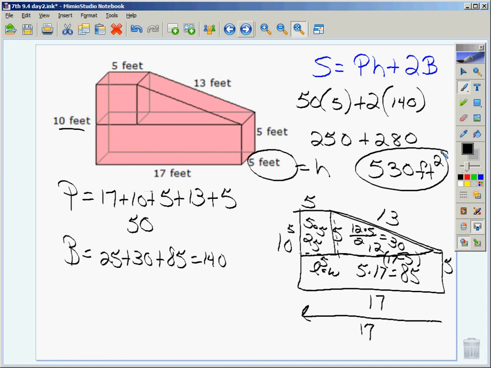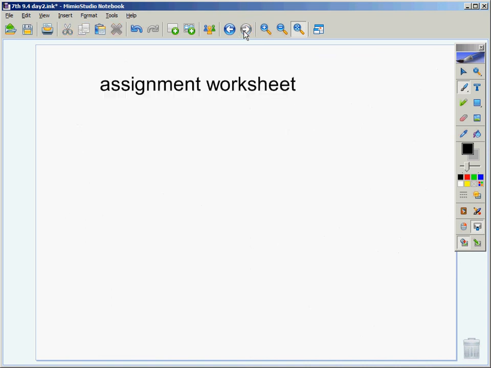But it's still all about identifying what? Identify that height and separating out the base. P and B both come from that base shape. We're on our own now. Your job is to finish what? The worksheet. 5 questions.